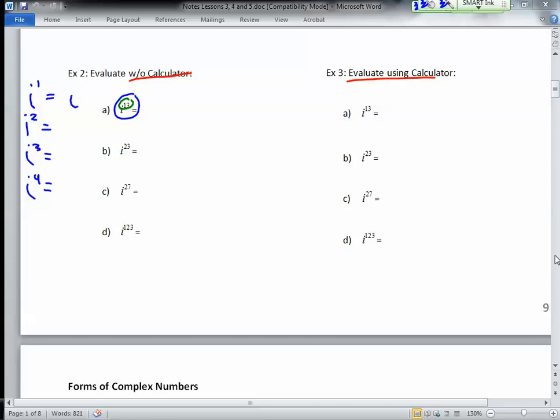i to the first is going to be equal to i. Right? i squared is the same thing as the square root of -1 times the square root of -1, and that's equal to -1. Okay? So i to the third power is going to be the same thing as i squared times i to the first power, right? We saw that i squared is equal to -1, and we see that i to the first power is just i, so I get a -1 times i, and that gives me a -i. So i to the third power is -i.